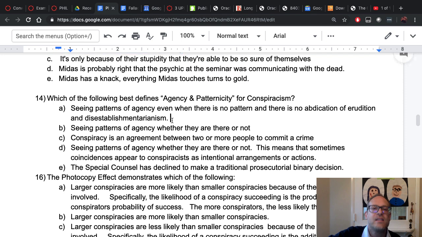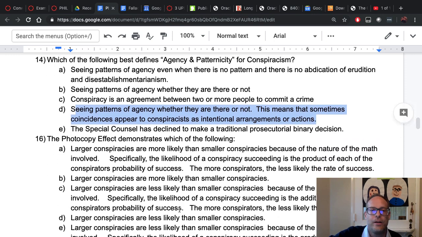All right, A is a distractor. E is also a distractor. So we're looking at B, C, and D. C is a proper statement of conspiracy, but it has nothing to do with agency and patternicity. In other words, C is correct, but it's not relevant to the prompt. It doesn't answer the question. So we're looking at B or D. D is more full and complete. B isn't a bad answer, but D is better.